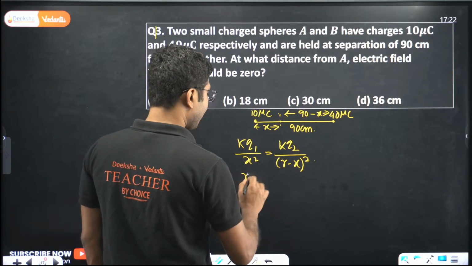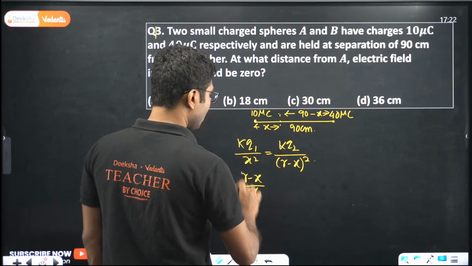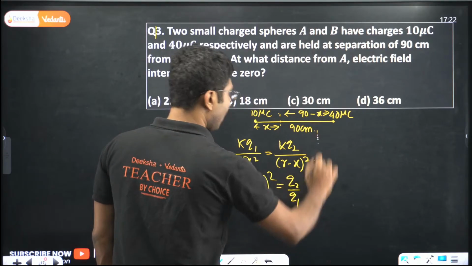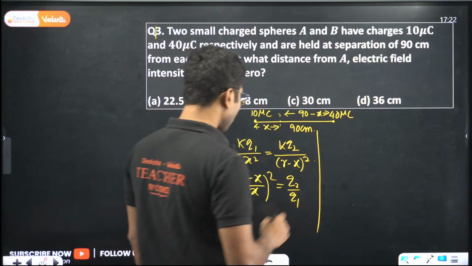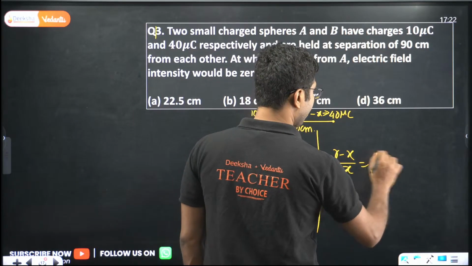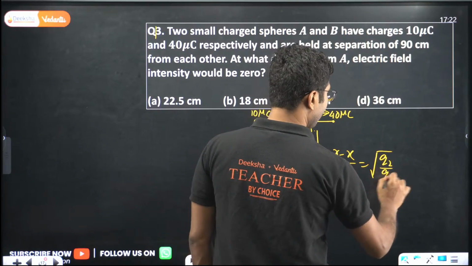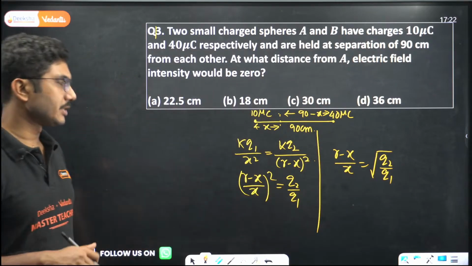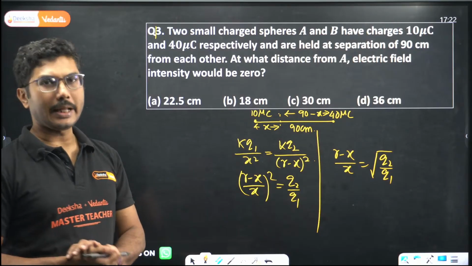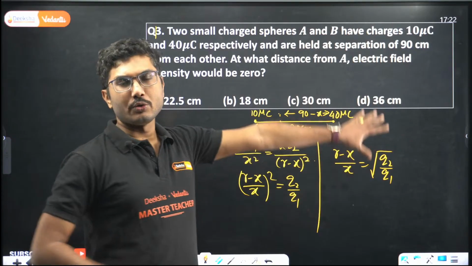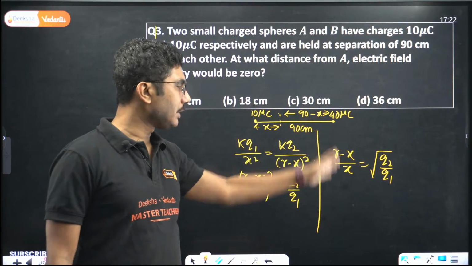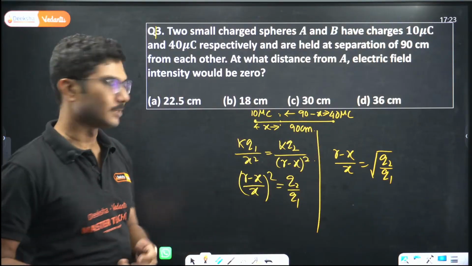So r minus x by x whole square equals q2 by q1. Or if you take the square root of both sides, r minus x by x equals square root of q2 by q1, bigger charge by smaller charge. If you remember this formula, then you might save some time in the exam. So this is the formula to calculate the null point when you are calculating between. If it is outside, you simply have to put a plus sign, that's it.